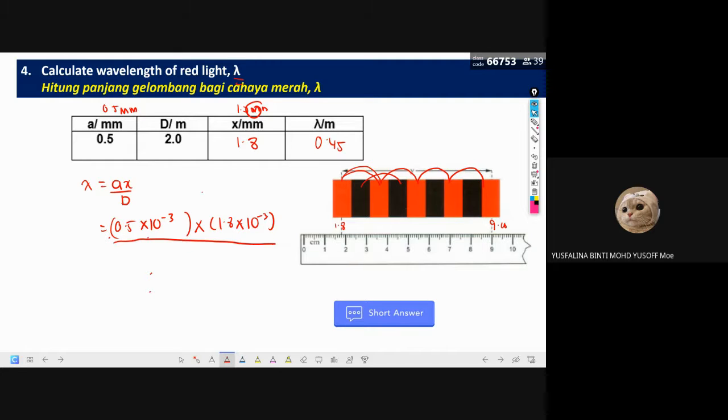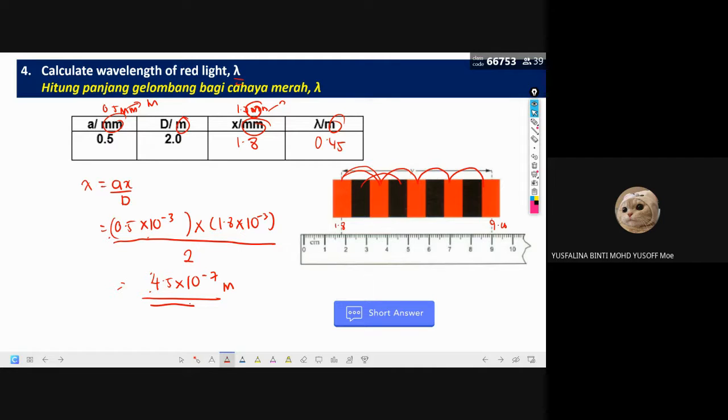And d is 2. You have to change all these to meter, because the units are not the same. This one is meter, this one is milli, so you cannot just directly use it in the formula. Change the millimeter to meter first, so that they will be equal. Then after that, you can just multiply: 0.5 times 10 power of negative 3 times 1.8 times 10 power of negative 3, and then you divide by 2. So you will get 4.5 times 10 power of negative 7 meter. So this is the value of the wavelength.